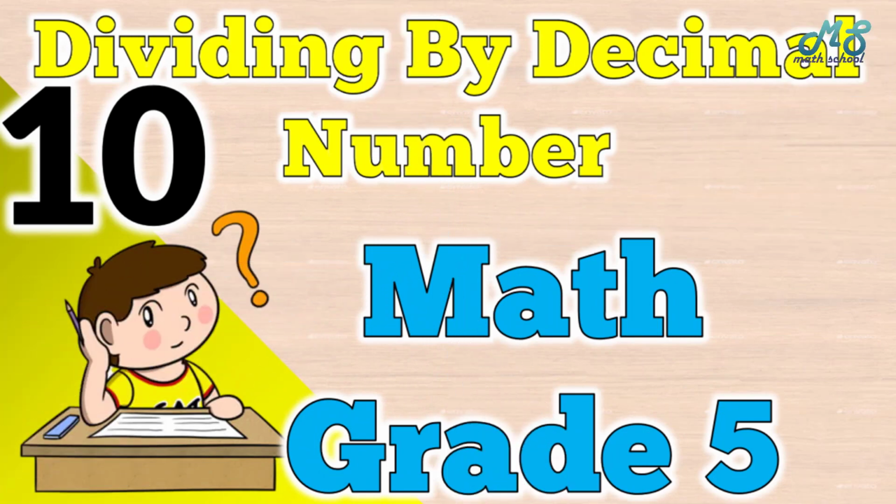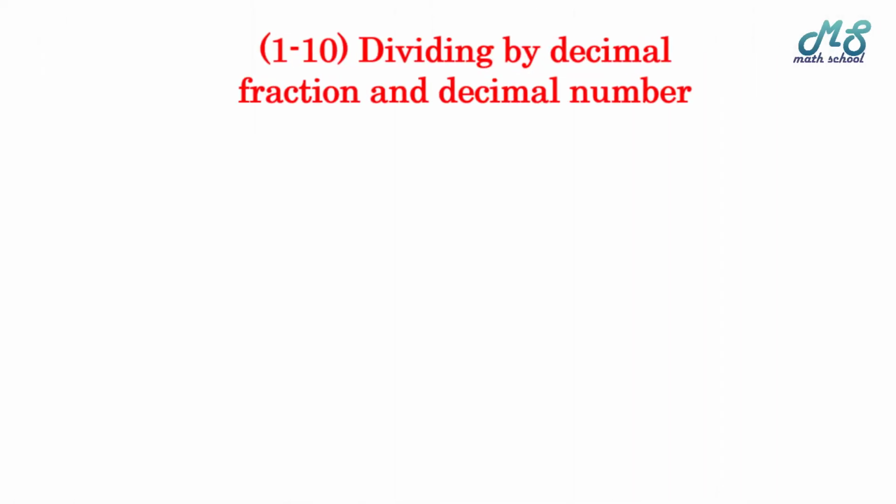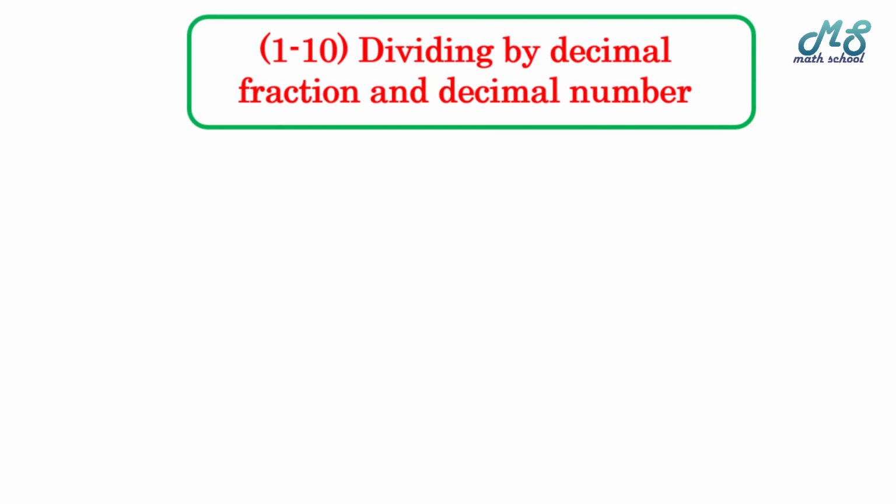Today we will study dividing by decimal number. We studied before how we can divide by a whole number. The main idea, guys, is that we will make the divisor a whole number. How, guys? By multiplying by 10, 100, 1000 according to the decimal places. So let's start. Dividing by decimal fraction and decimal number.